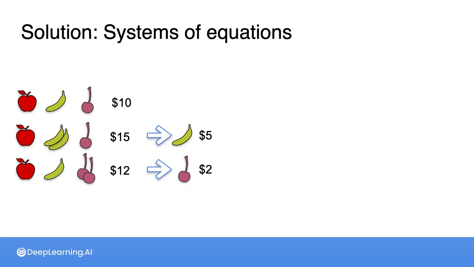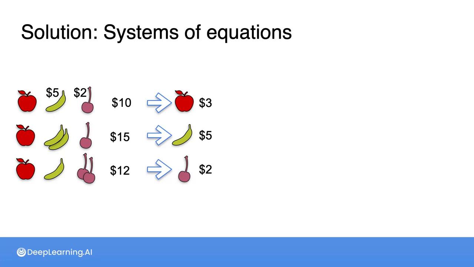We still need to find the price of the apple. Now look at the first equation. If the banana is 5 and the cherry is 2 and the 3 of them cost 10, then the apple must cost 3. So our solutions are: the price of an apple is 3, the price of a banana is 5, and the price of a cherry is 2.